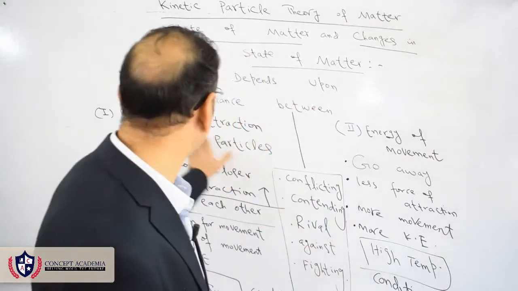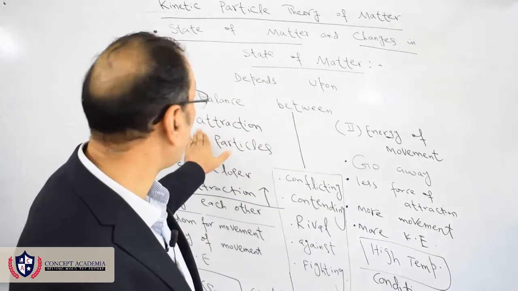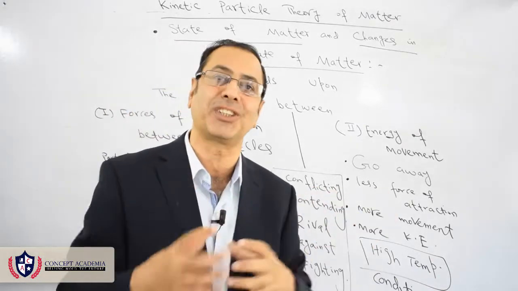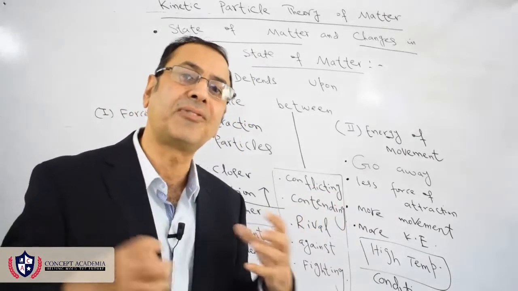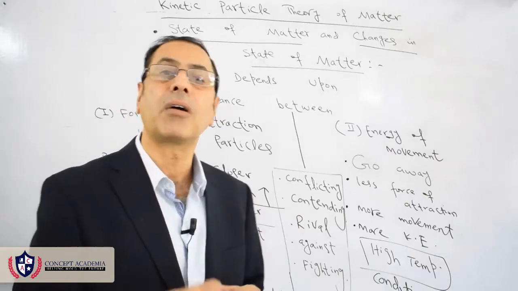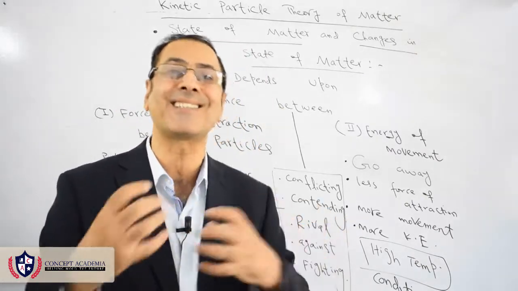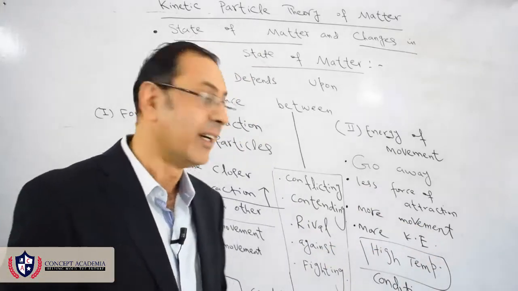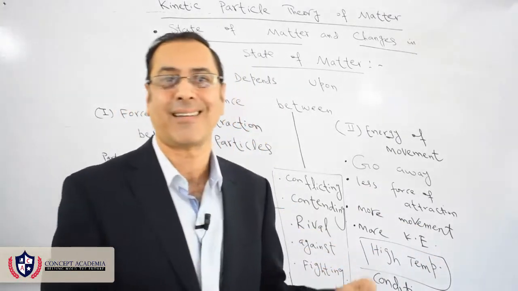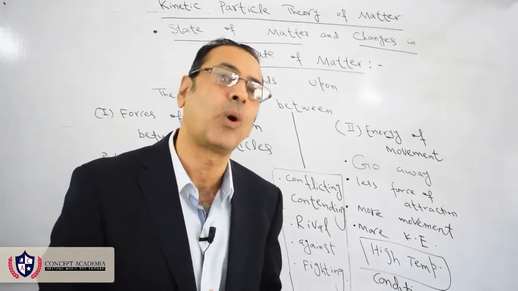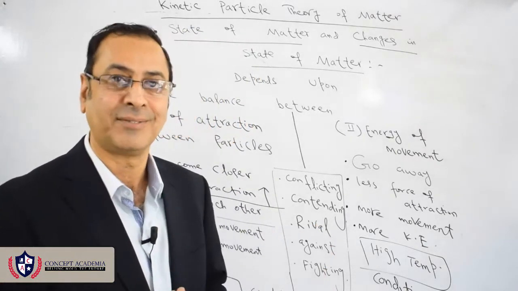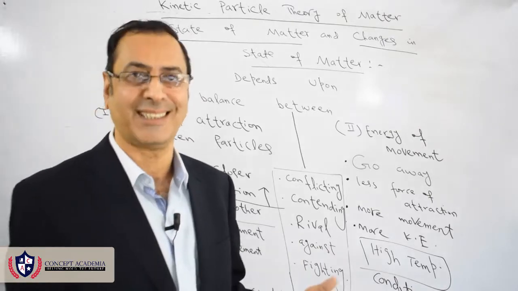Actually, these two factors, factor 1 and factor 2, are conflicting with each other. These two factors are rivals. They are against each other. They are fighting against one another, contending against one another. They are contending factors. I'd like to illustrate this.